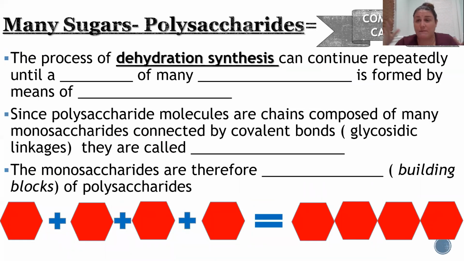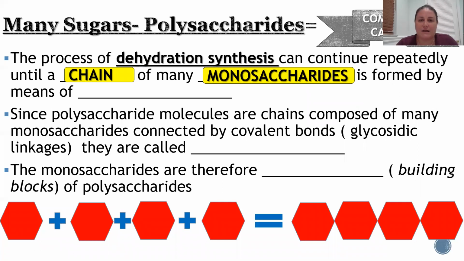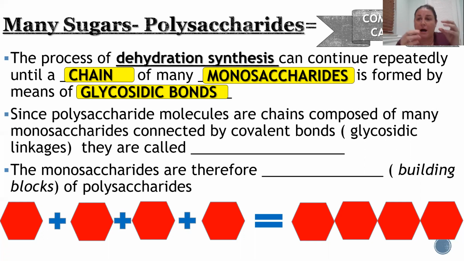Now, we can keep this process going, right? We just took 2 monosaccharides and put them together to make a disaccharide. But I can add a 3rd one, a 4th one, a 5th one, a 6th one, on and on. This process of synthesis or condensation reactions can continue repeatedly until we get a chain of many monosaccharides. And that's all formed by bonding all of those monosaccharides together through covalent bonds, specific covalent bonds called glycosidic bonds, or glycosidic linkages.